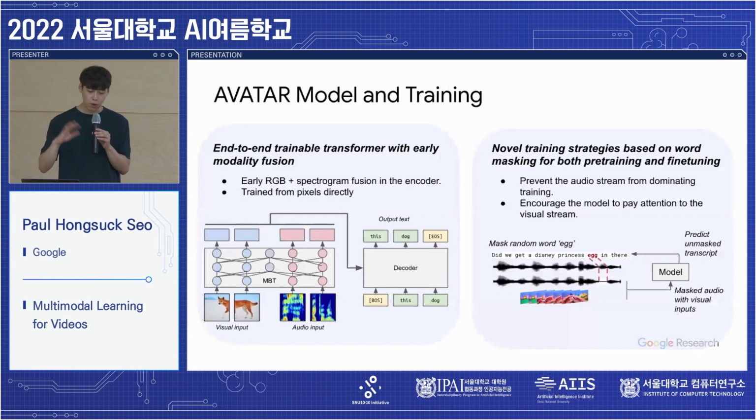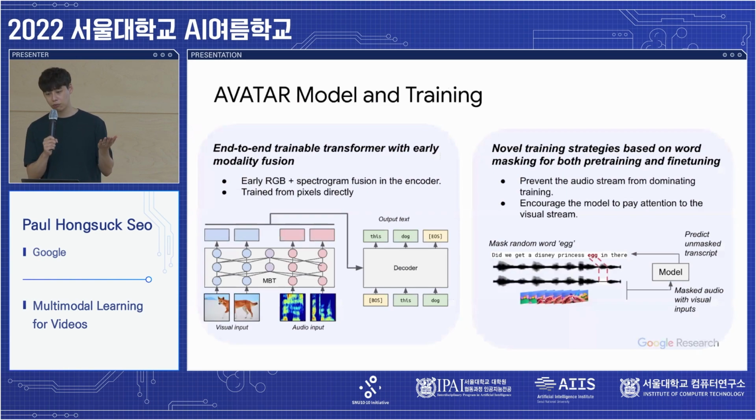So at the model side, we proposed an end-to-end trainable transformer with early modality fusion. Previous works mainly used pre-extracted visual features, so they could not fuse this information at the early stage of the encoder. But in our case, because we used a fully transformer-based architecture and adapted the MBT architecture, we could fuse the information at an earlier stage, and then we could train the entire network end to end.